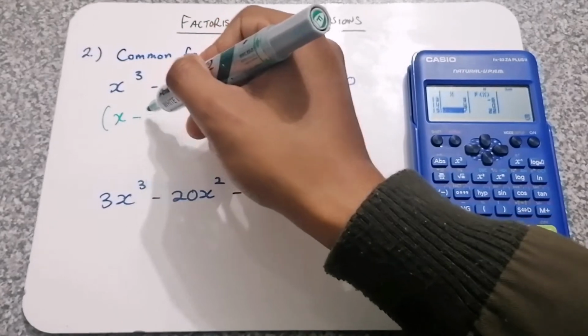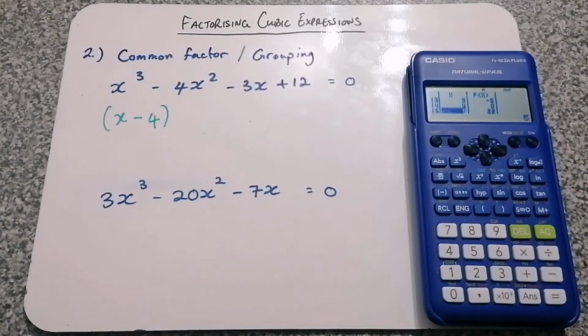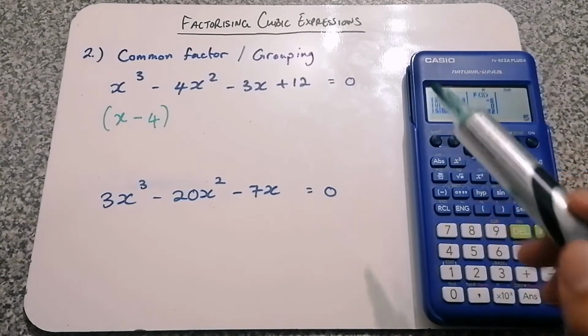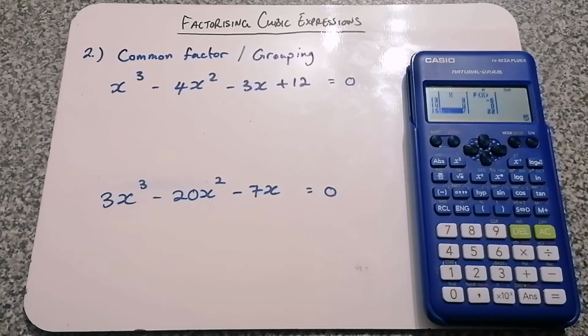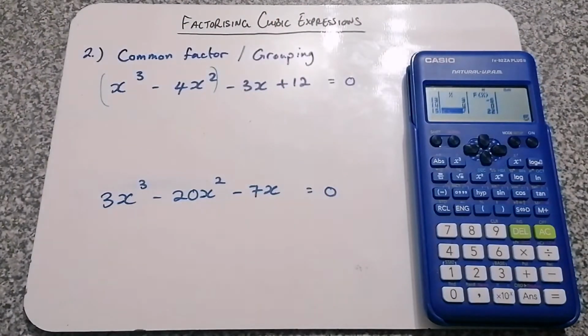So the factor is x minus 4, because it's always opposite of what the root is. So that's the only factor I was able to find. So this calculator method won't work for solving this equation. What I now can do is group the first two terms and take out a common factor.